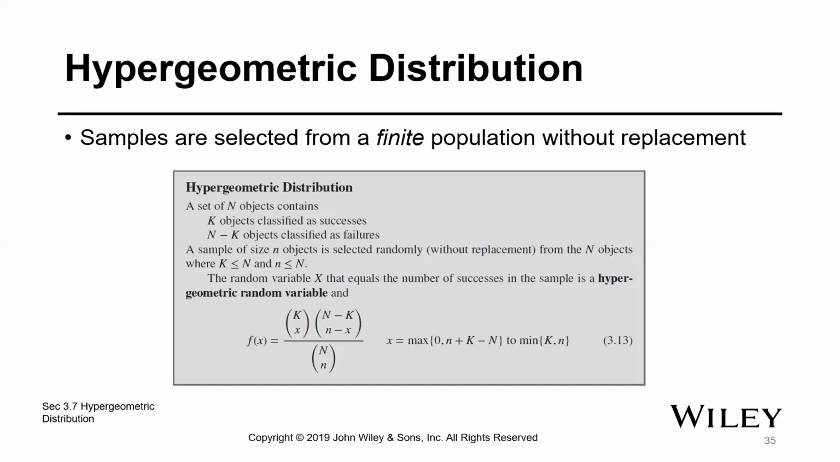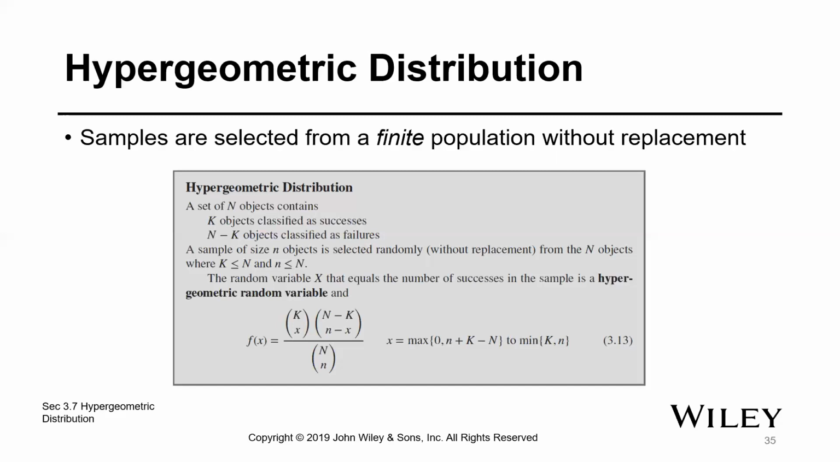So we have a set number of objects, N. K objects, which is the successes. N minus K are the failures. So how much are you succeeding versus how much failing? A sample size of little n is selected randomly without replacement from your population, where K is less than the population, and your sample size is less than your population. So the random variable X that equals the number of successes in the sample is a hypergeometric random variable.